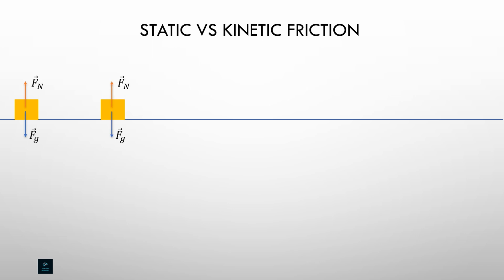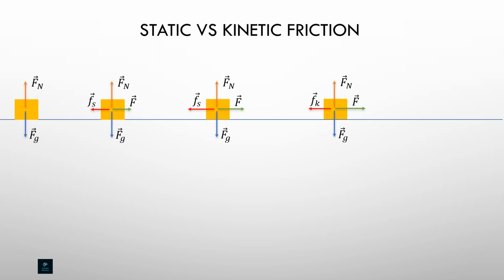Now if we try to move this object with a small horizontal force, frictional force kicks in and prevents this object from moving. If we increase the applied force, frictional force also increases and this object still doesn't move. If we increase the applied force further, it breaks the frictional force and the object starts to accelerate. And if we want to keep this object moving with a constant velocity, we have to reduce the applied force such that it is exactly equal to the frictional force.